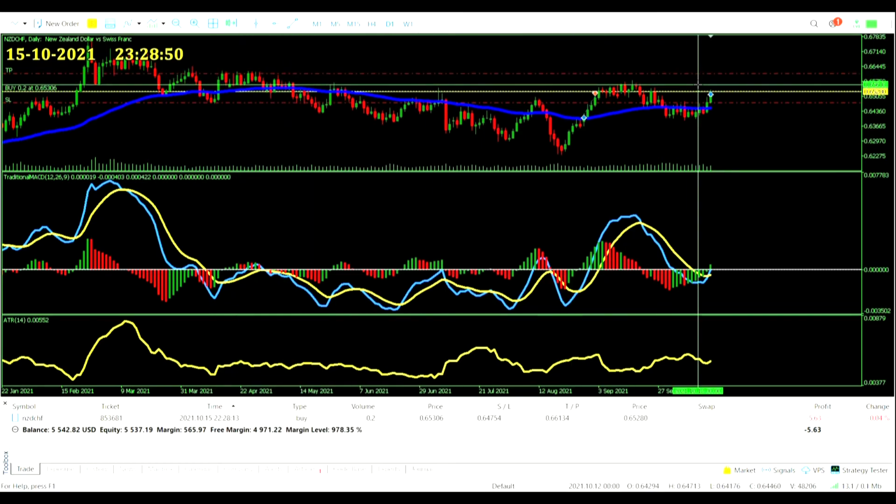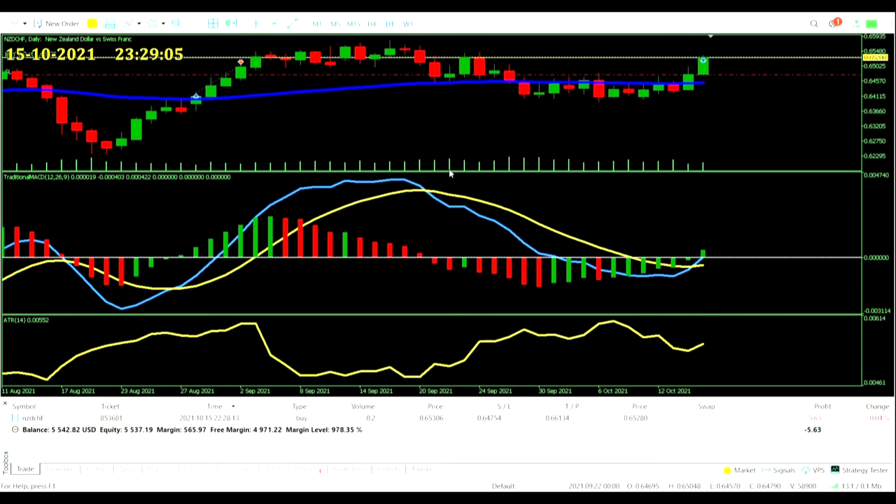Doesn't have to make it much past there though, it can just probe into there and take profit for us. But that is us in our trade, and we'll be back in 72 hours time after the weekend to check in on how it's going.